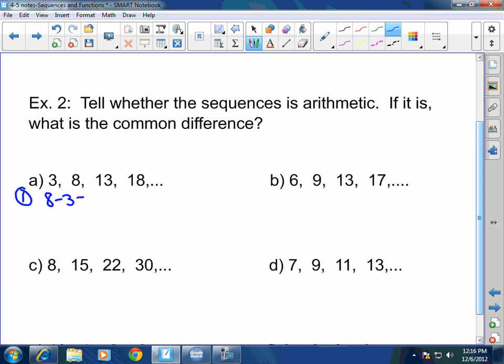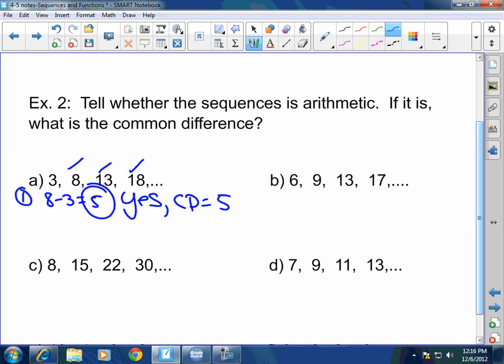8 minus 3 is 5. What's 3 plus 5? What's 8 plus 5? What's 13 plus 5? Does it work? So yes, it is arithmetic. What's the common difference? 5. This is the common difference, guys. When we find our test, that's the common difference. You guys with me?